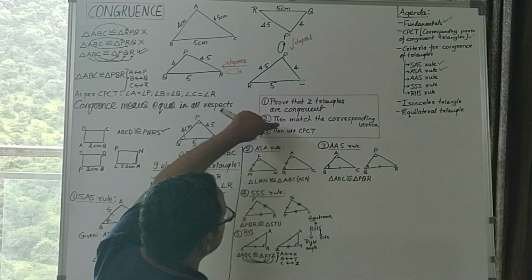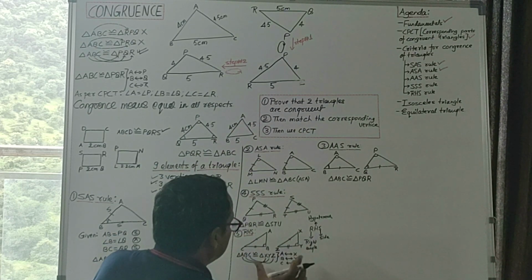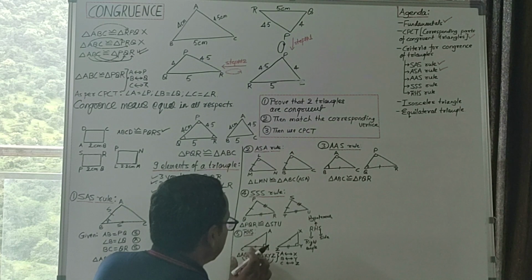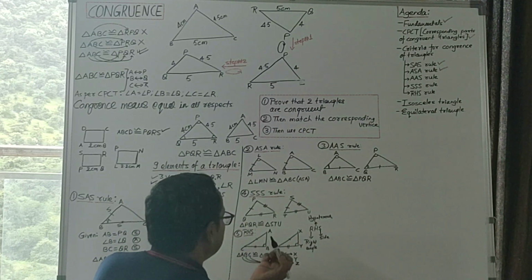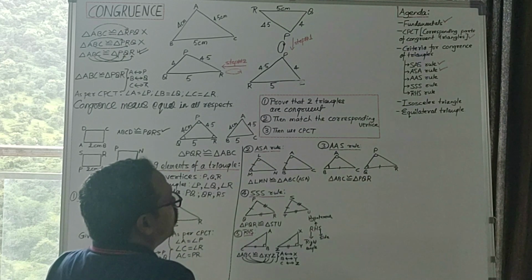So we are done with matching the corresponding sides, and now we can say that since this triangle is congruent to this triangle, this side is equal to this side, this angle is equal to this angle, and this angle is equal to this angle, as per symmetry, right?